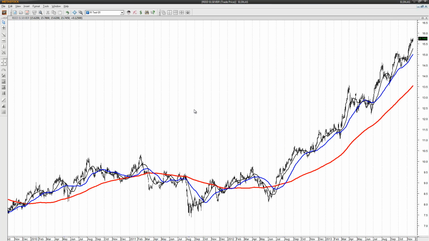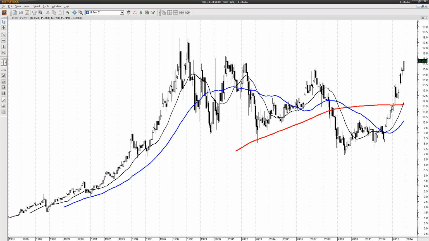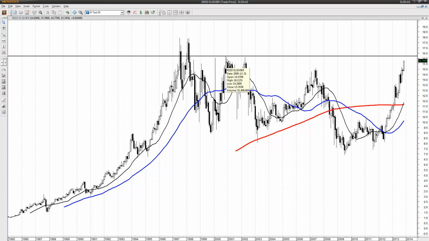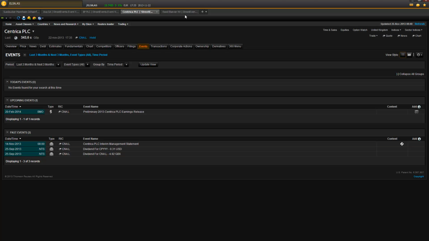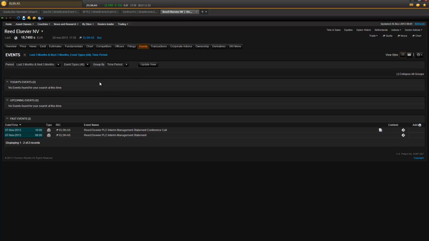Next chart is Reed Elsevier, and I changed to the monthly time frame, and what I'm using is the highest of those peaks, and that's this one, and I got a price of €16.19. Check for earnings for that stock. No earnings for Reed Elsevier.